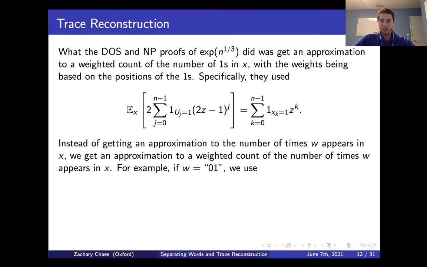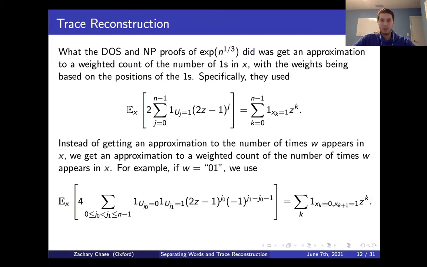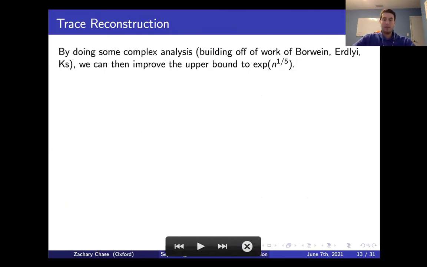So for example, if w equals 0, 1, we use this. Once again, this thing in brackets is something scary, but it's just something based on the traces. And the point of it is that this output gets a weighted count of 0, 1 contiguous substring appearances. Okay, and by doing some complex analysis, building off the work of Borwein, Erdélyi, and Kós, we can then improve the upper bound to e to the 1/5 root of n.